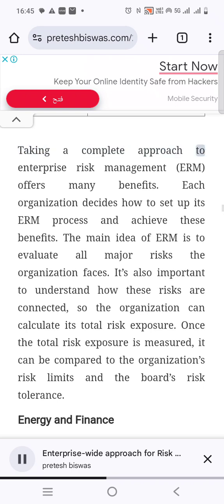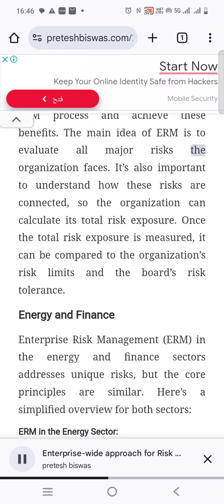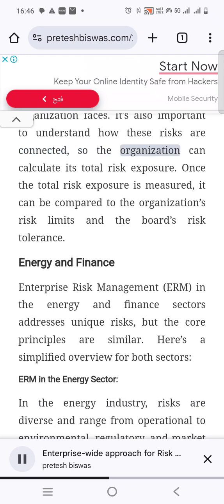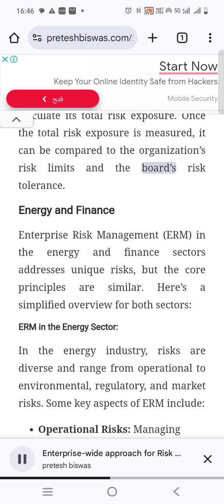Taking a complete approach to enterprise risk management offers many benefits. Each organization decides how to set up its process and achieve these benefits. The main idea of enterprise risk management is to evaluate all major risks the organization faces. It's also important to understand how these risks are connected, so the organization can calculate its total risk exposure. Once the total risk exposure is measured, it can be compared to the organization's risk limits and the board's risk tolerance.